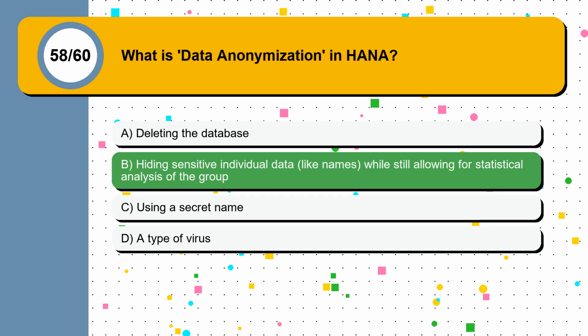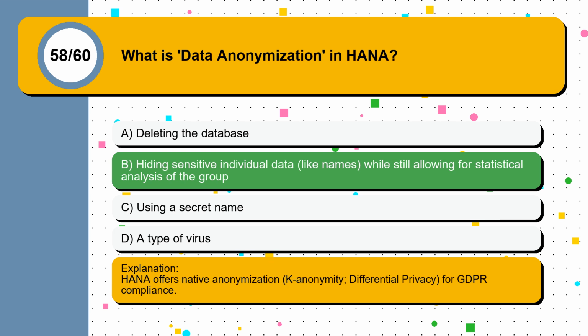The correct answer is option B, hiding sensitive individual data, like names, while still allowing for statistical analysis of the group. HANA offers native anonymization, k-anonymity, differential privacy, for GDPR compliance.